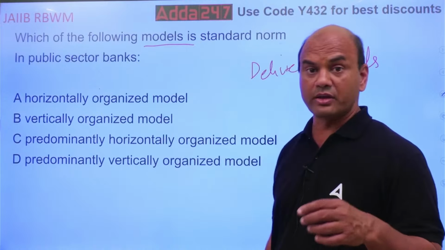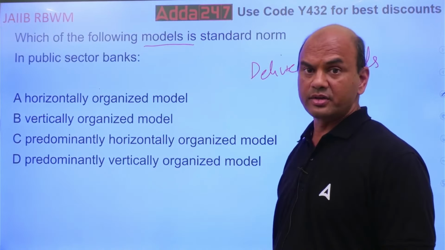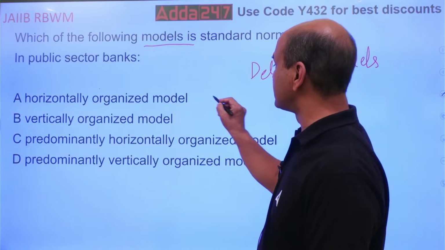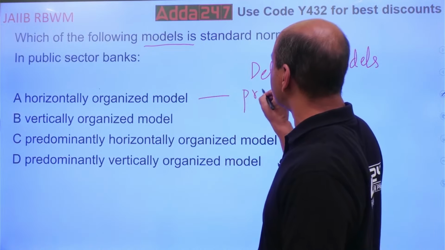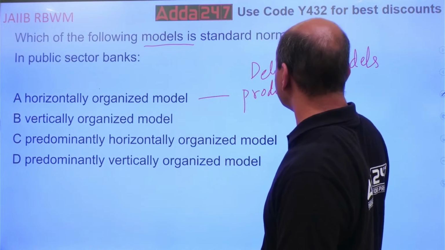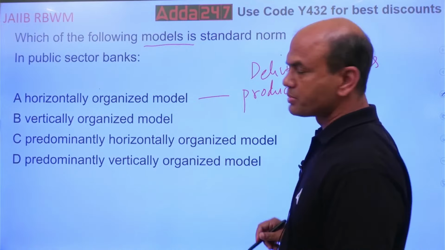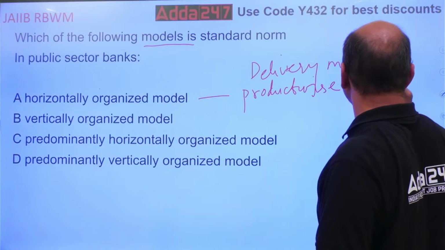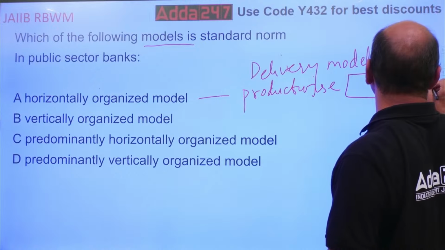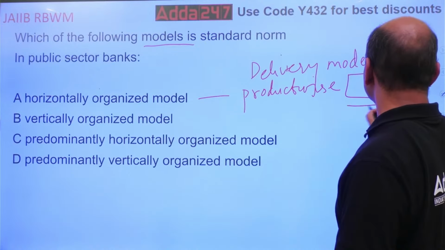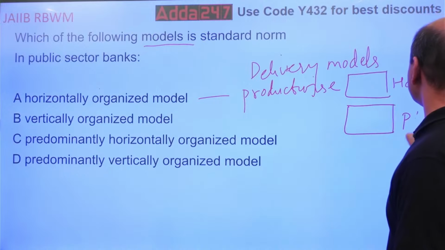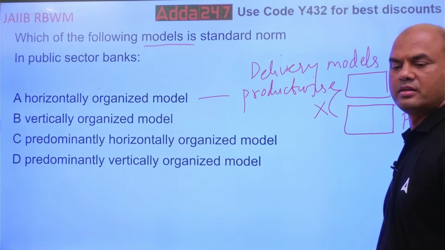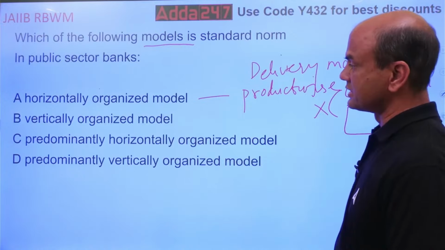Now go back to what I have taught earlier. Horizontally organized means the data is shared product wise. Each product has separate data. Housing loan will have its own data, personal loan will have its own data. These data will not be shared with each other. So this is horizontally organized.